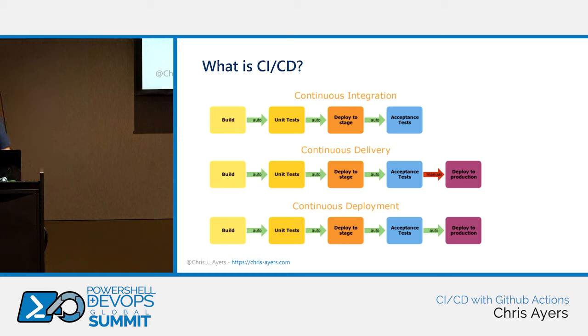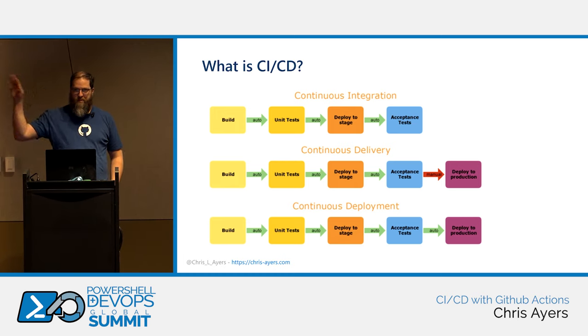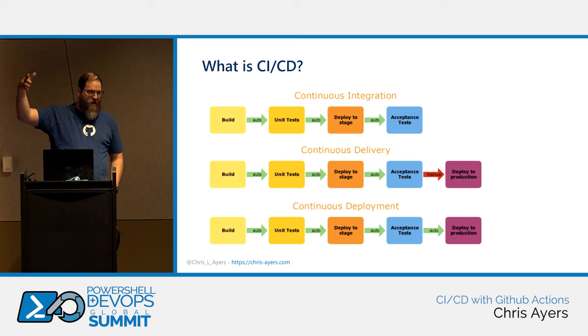I always put it, continuous delivery is your system is set up so that you can push button deploy all the way through. Doesn't mean it has to. You can stop it before it deploys to prod or QA and have a human look at it and approve it and say, I would like this to be deployed.